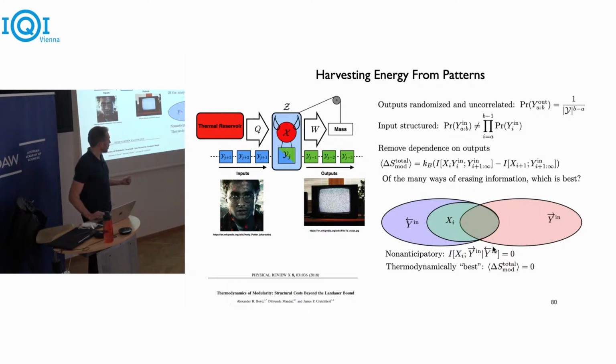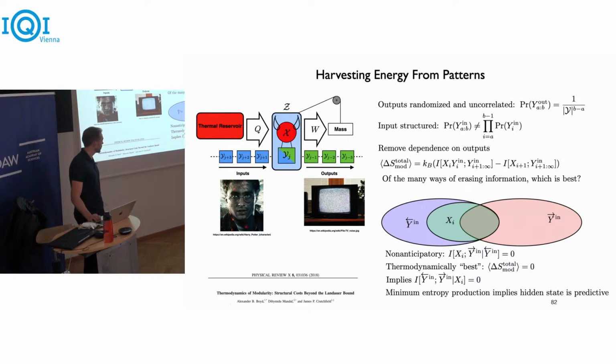And then you can also show that the thermodynamically best memory, the one which minimizes this to 0, is predictive, because it implies that the information shared between past and future conditioned on X must be 0. So you have this wedge here that sort of characterizes any thermodynamically efficient hidden state for your information ratchet.